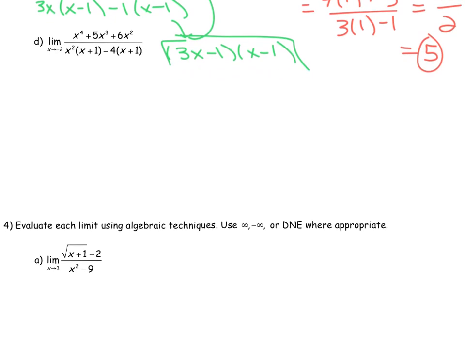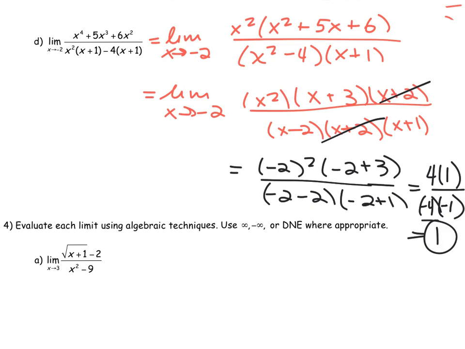Alrighty, letter D. Try it on your own, and I'll post my solutions again up here. All right, guys, there you have it. For letter D, you should have gotten an answer of 1. You end up getting 4 over negative 4 times negative 1, which is really 4 over 4. And your final solution is numero uno.